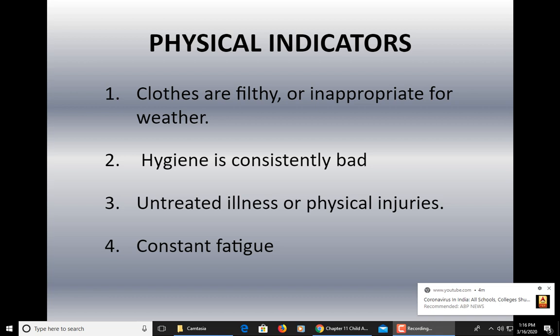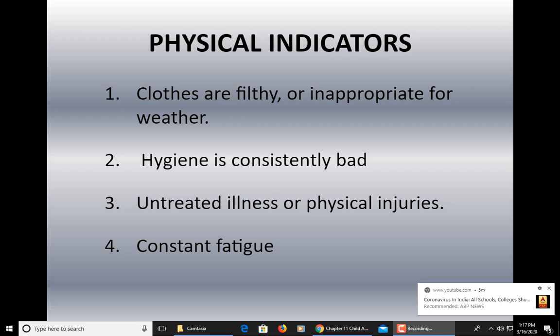Some of the physical indicators involving supervisory neglect involve clothing inappropriate for the weather, hygiene, not caring, and constant fatigue. If you notice, these same physical indicators can be applied to what? Physical neglect as well. When you're not watching your child through supervisory neglect, what are you doing? You're physically neglecting them as well. So these can apply to both physical and supervisory neglect.